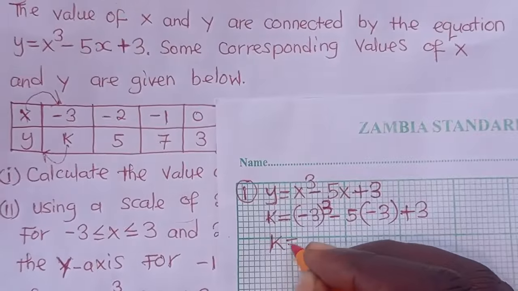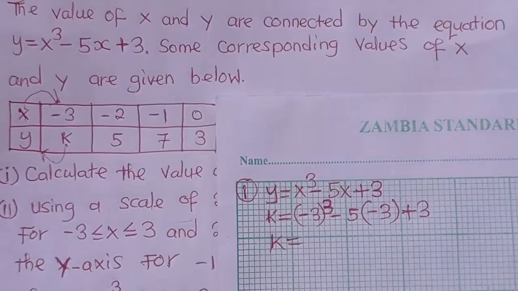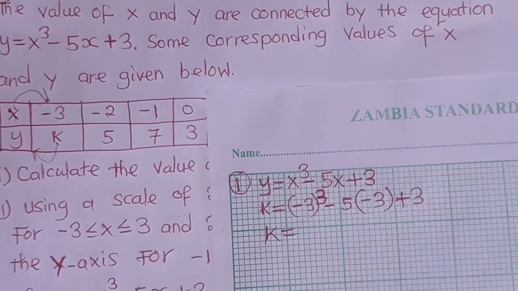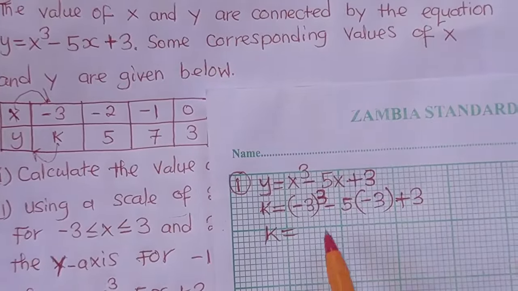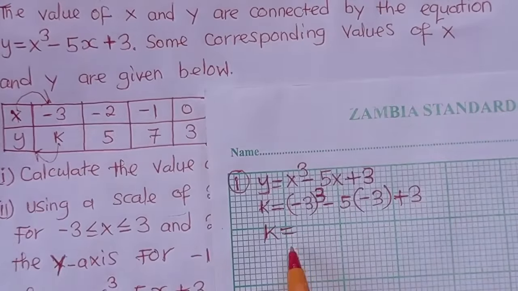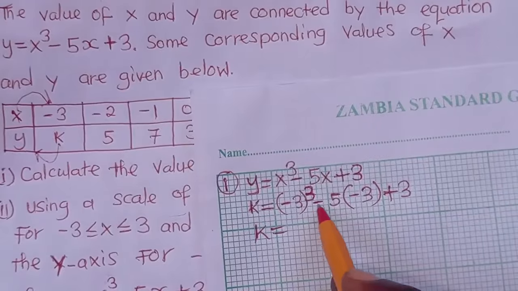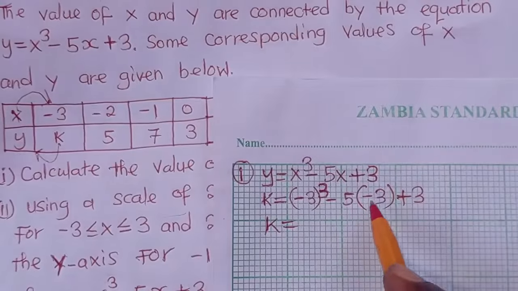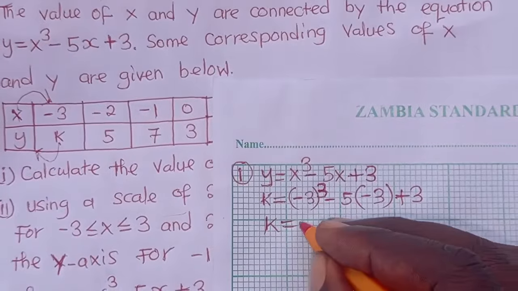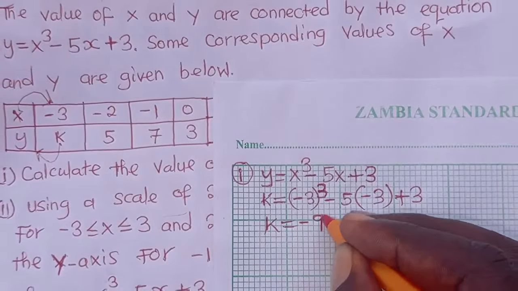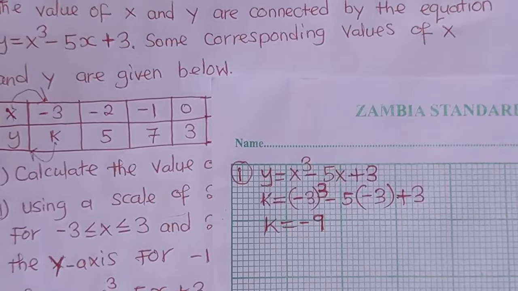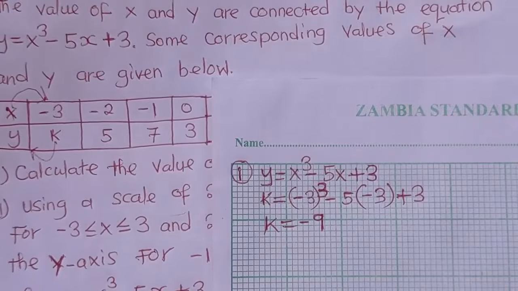So k is now equal to, so what am I supposed to do here? I've told you that you just write everything that is here. You put them on your calculator. So negative 3 cubed minus 5 times negative 3 plus 3. When you punch everything on your calculator, you get negative 9. That is our answer. I guess you've seen how I've answered that one. So it is negative 9.